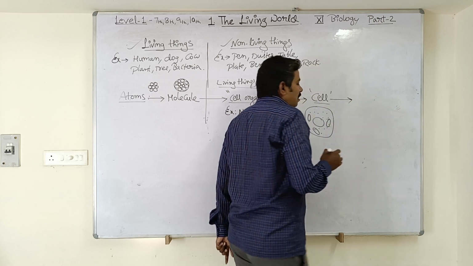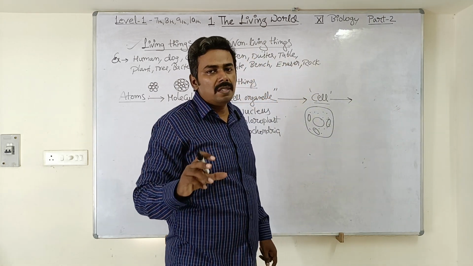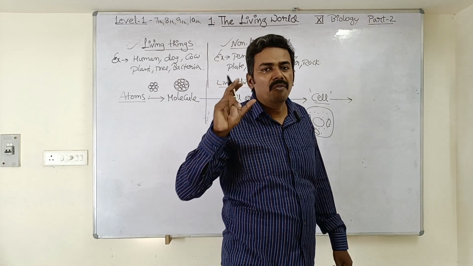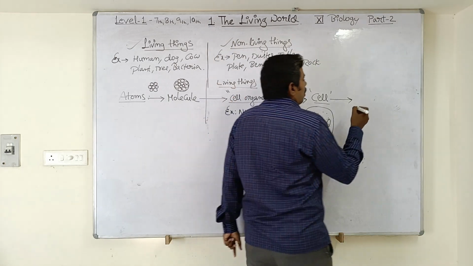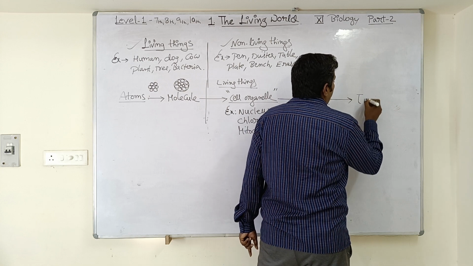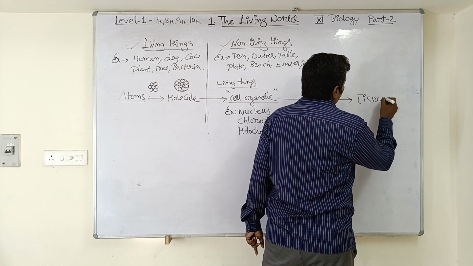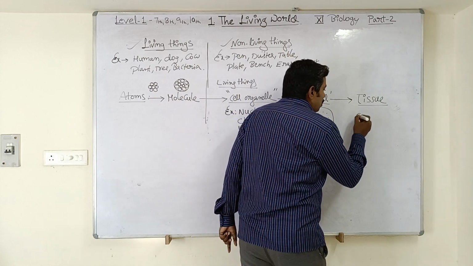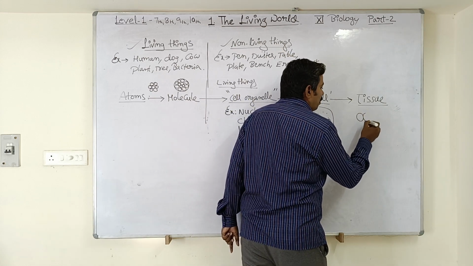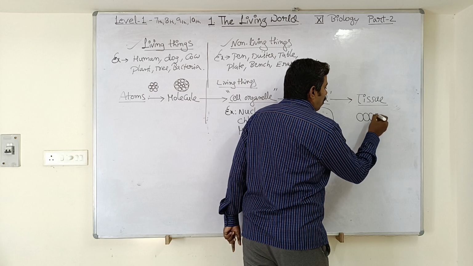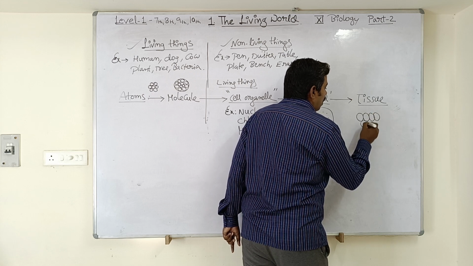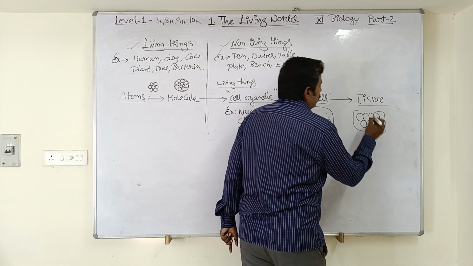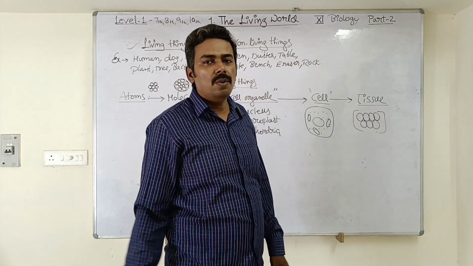Next, what happens? Several cells of common origin and common function will combine to form what is called a tissue. For example, this is one cell, and the same kind of another cell is there. All the cells have common origin and their function is the same. So this we call a tissue.